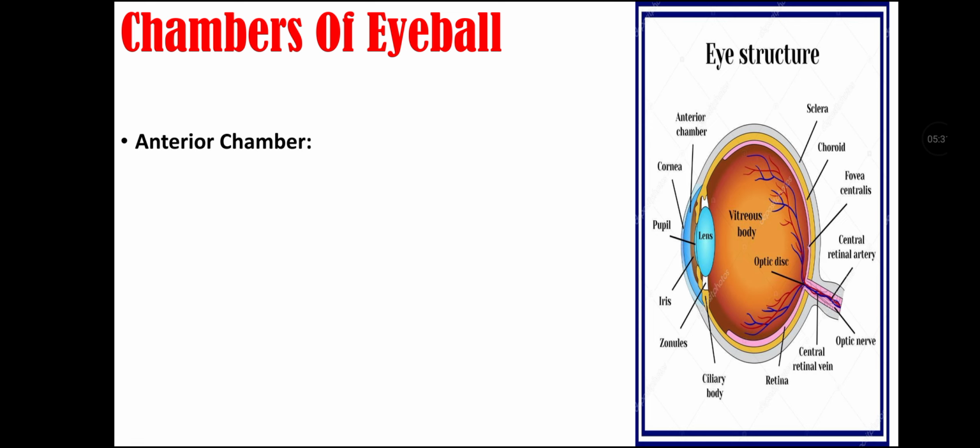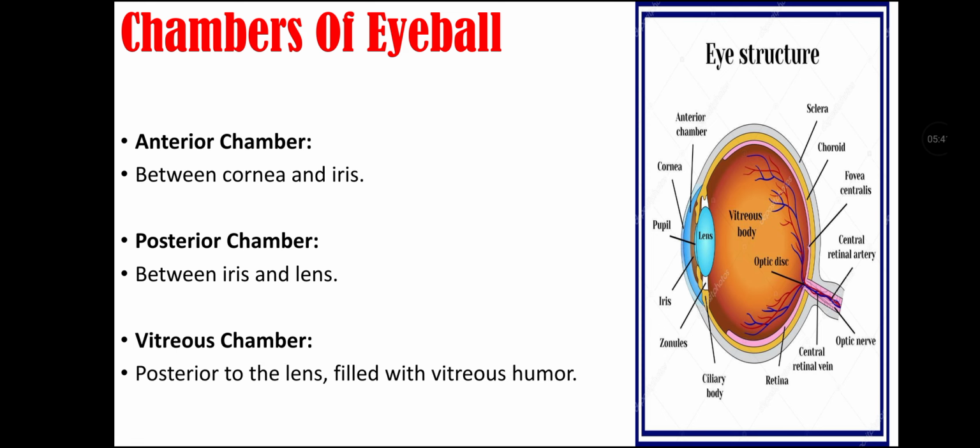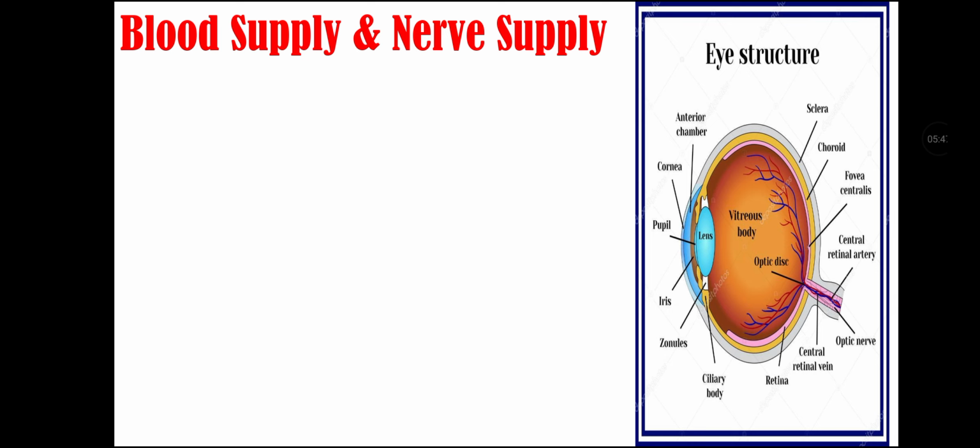Chambers of eyeball. It has anterior chamber that is present between cornea and iris. It has posterior chamber that is present between iris and lens. And then it has vitreous chamber that is present posterior to the lens, and this area is filled with vitreous humor.